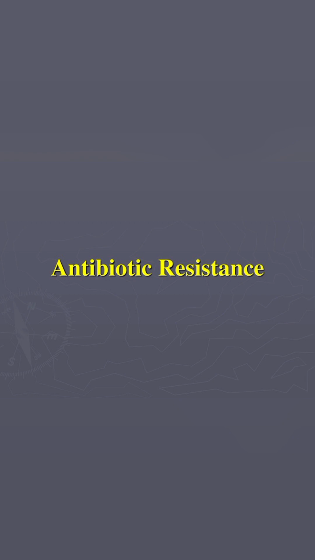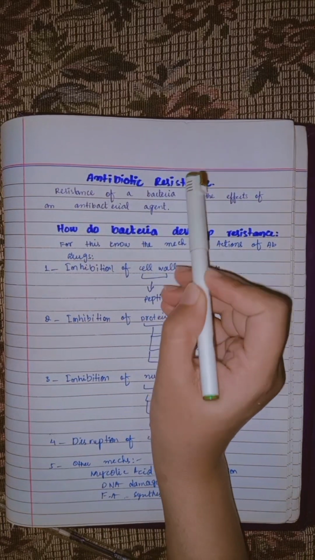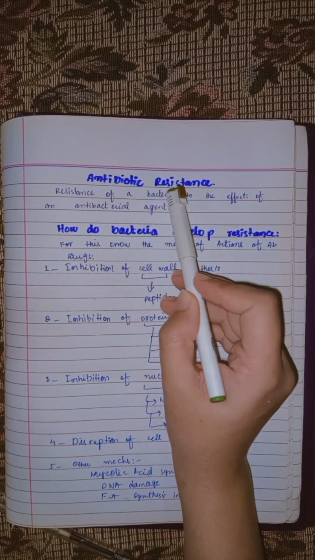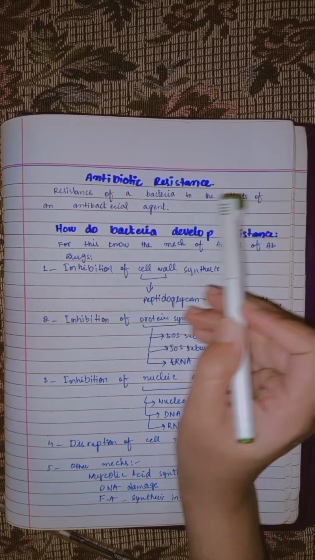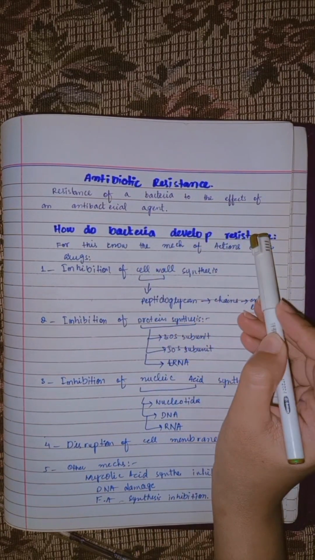Today's topic of discussion is antibiotic resistance, and we will talk about what antibiotic resistance is, how it develops, and the two basic mechanisms of development of antibiotic resistance, that is genetic basis as well as non-genetic basis. So let's start our topic. Antibiotic resistance is the resistance of a bacteria to the effects of the antibacterial agent. How does bacteria develop resistance?